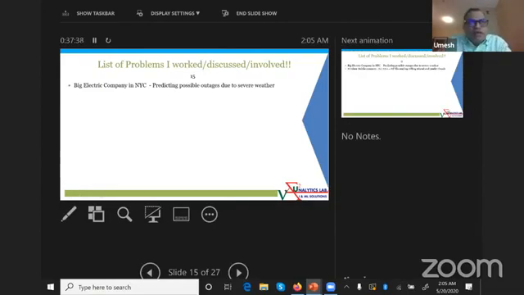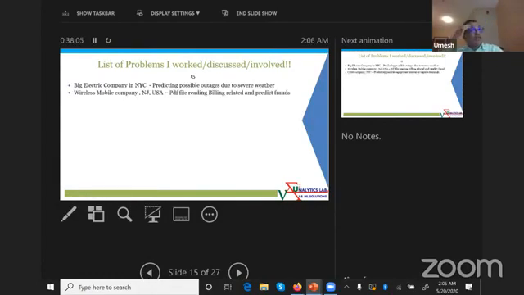So for example, an electric company in New York wanted to predict a possible outage due to severe weather. Yeah, this is a very interesting problem. The electric company is trying to see how they can adopt machine learning, because they have all the data they have been collecting, so many outages that happen regularly, for many years. So using the data, would they be able to predict why it is happening, right?